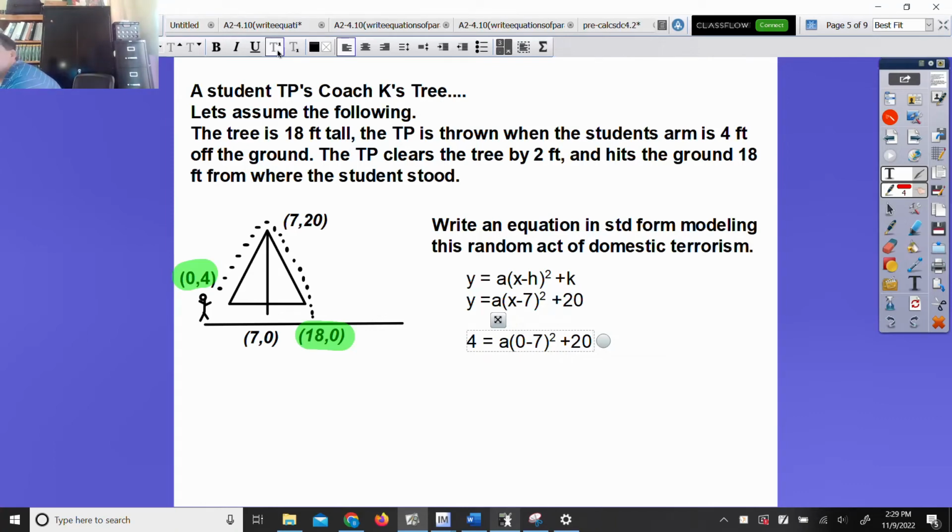Crank out the numbers. What's attached to A? 49. Hopefully you understand the setup. Then you can just do the easy algebra. What you gonna do with your 20? Subtract it. What you gonna divide by? So what's your A value?